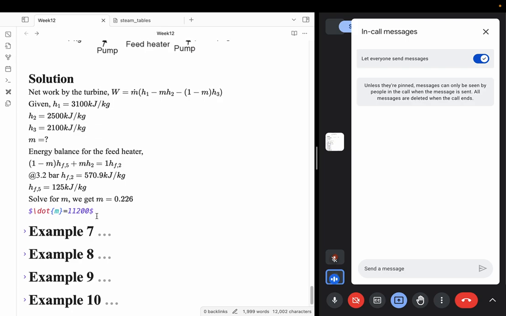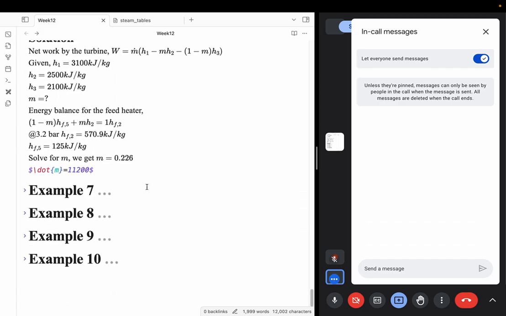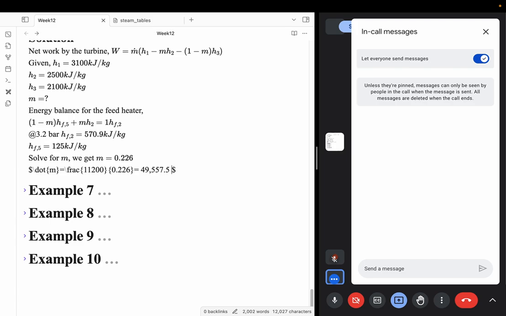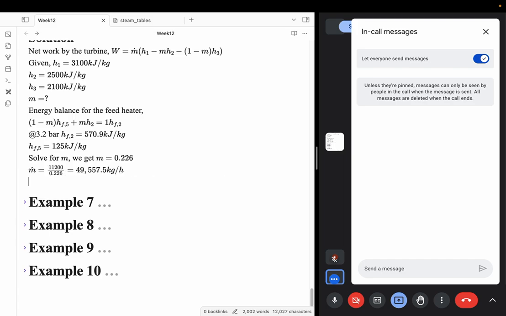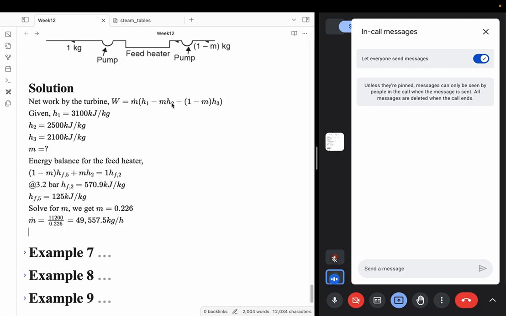So how much of this is actually supplied to the turbine? So the bleed stream is this one, divided by your total mass fraction. Let's take only up to one decimal. So this is m dot. Now I have m dot, I have all the enthalpies, I have the mass fraction. So I can substitute them to calculate the work done.